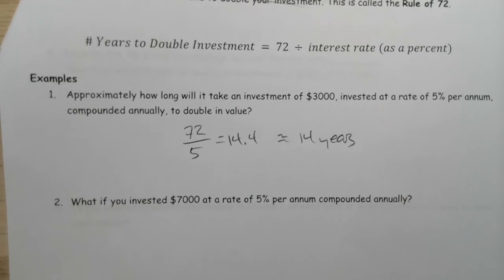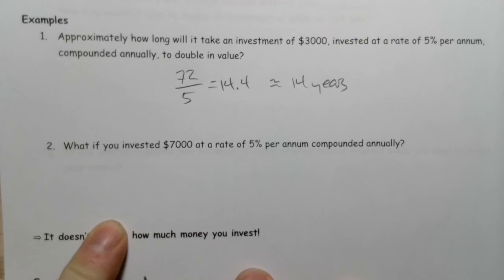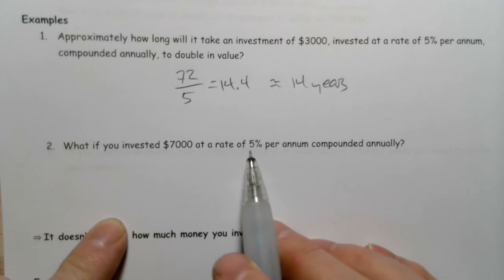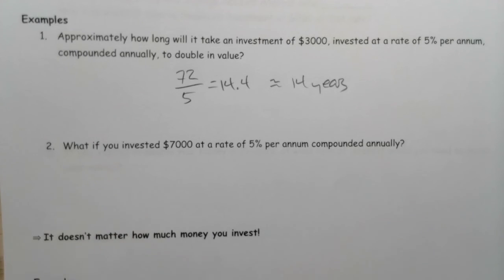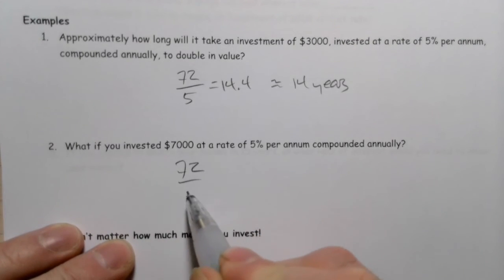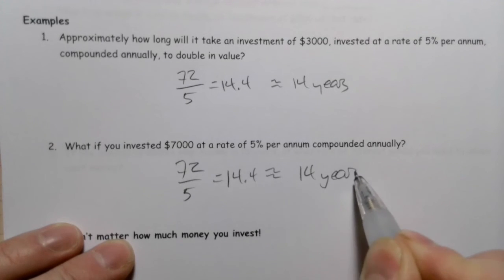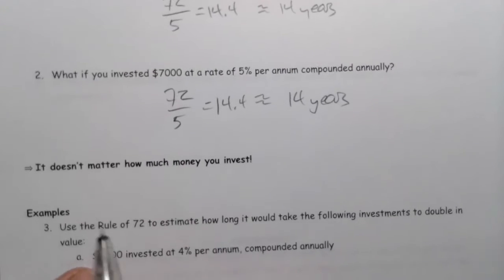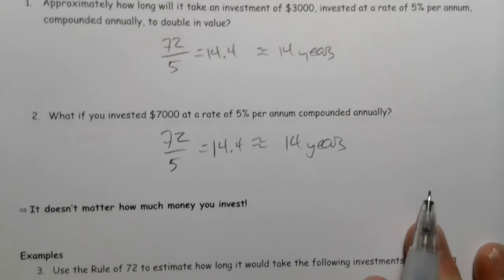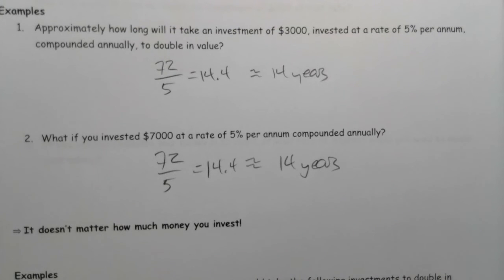And what's really neat about this, everybody, is that, let's look at this next question here. It says, what if you invested $7,000 at a rate of 5% per annum compounded annually? Well, see, the neat thing about the Rule of 72 is it doesn't really matter what the investment is. It doesn't matter how much money you're investing. What matters is the interest rate. And so here, once again, 72 over 5 is equal to 14.4, which is approximately 14 years, a little bit more than 14 years. It doesn't matter how much money you invest. Okay, the doubling time is related to the interest rate.